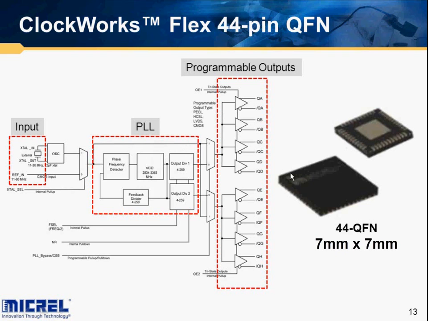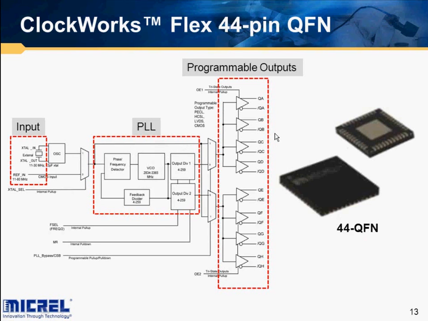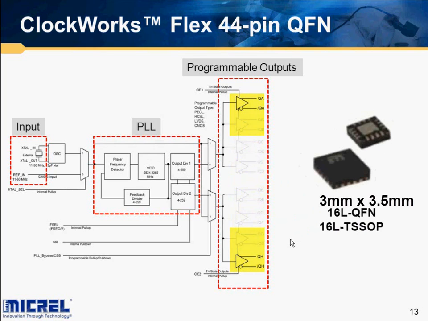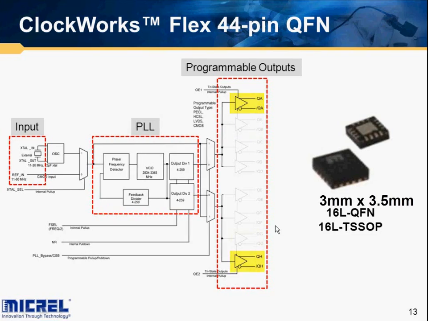In this case, a 44-pin flex device is shown. So you get 2 banks of 4 differential outputs, and they can be different oscillation frequencies, so long as they're the same multiple that's generated out of the PLL. We also offer a 24 or 32-pin QFN, which gives you 2 banks of 2 outputs for a smaller overall footprint. The smallest part is a 16-pin QFN or 16 TSSOP that gives just 2 outputs.